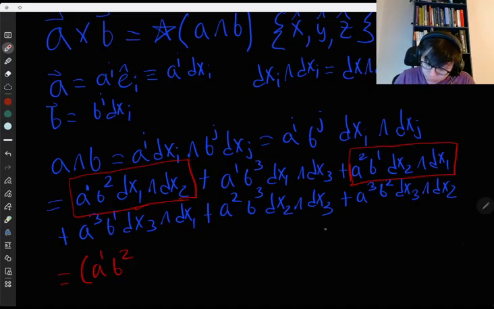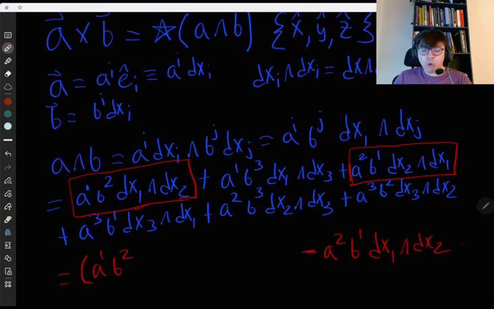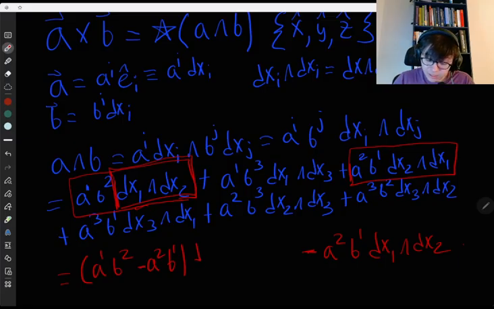So this whole thing now becomes minus a2 b1 dx1 wedge dx2. And that's what I want, because I want to factor out whatever this is. I can still factor it out. That's just algebra at the end of the day. So I'm going to write this as minus a2 b1 multiplied by dx1 wedge dx2.